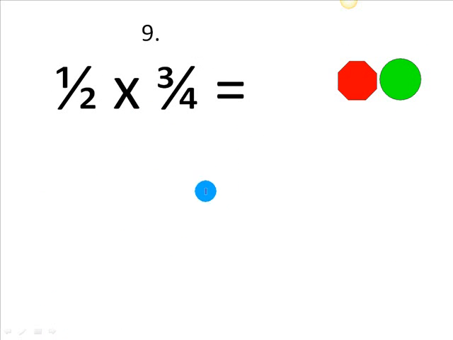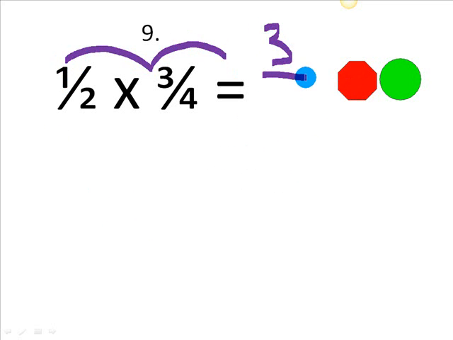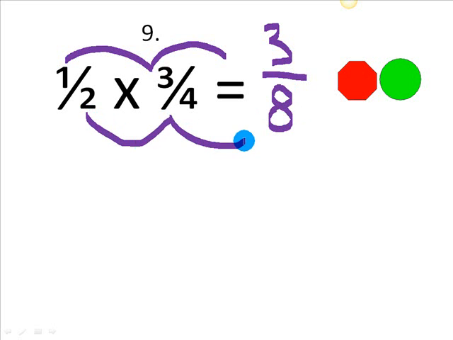All right, number 9. Click on the stop sign. Try to multiply these two fractions. Okay, multiplying fractions is actually one of the easiest things to do with fractions. You simply just multiply the numerators. 1 times 3 is 3. And you multiply the denominators. 2 times 4 is 8. And so the correct answer is 3/8. So I would just multiply the numerators and multiply the denominators.